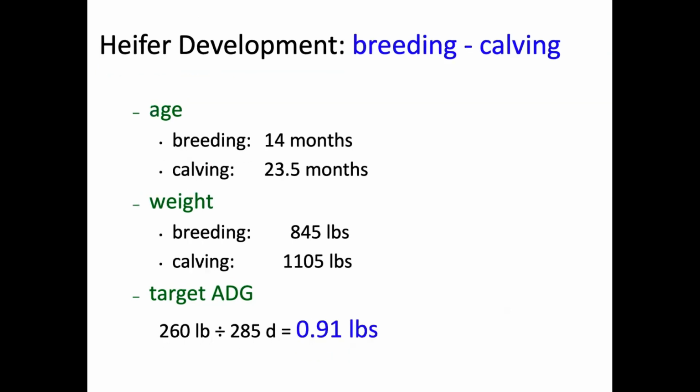If we look from breeding to calving, so going from 14 months of age when we bred her to having her calve at about 23 and a half months of age, we're going from 845 to 1105 in this example. And again, thinking about a 1,300 pound mature weight. So 260 pounds of weight divided by our 285 days, we need those heifers gaining a little under 1 pound a day. And with good grazing conditions, we could definitely do that in that situation.